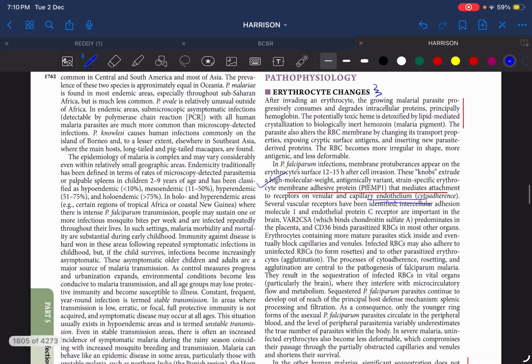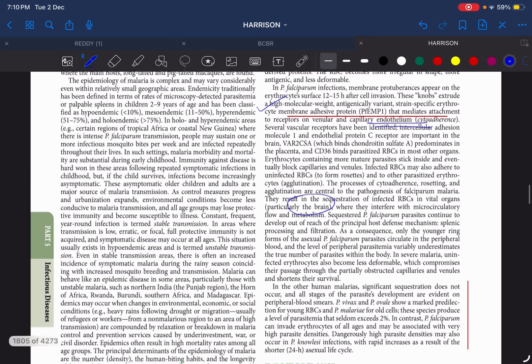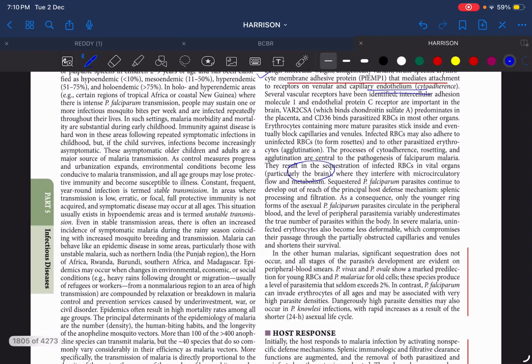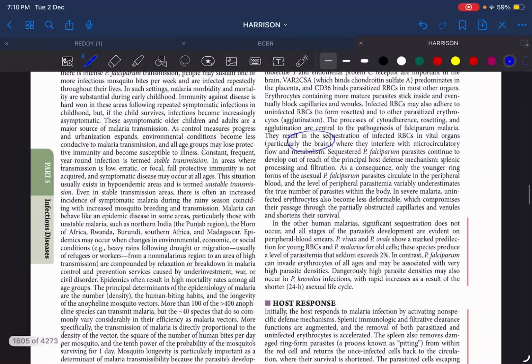And this clumping of the RBCs will cause what? Sequestration in the vital organs, especially the brain, and it will occlude the tiny blood vessels in the brain, and this plays a very, very critical role in the pathogenesis of severe complicated falciparum malaria, the cerebral malaria. Remember, in other malarias, why? Because this Plasmodium falciparum cytoadherence protein is responsible for this. That is why Plasmodium falciparum causes cerebral, severe complicated malaria, whereas in other human malarias this significant sequestration does not happen.